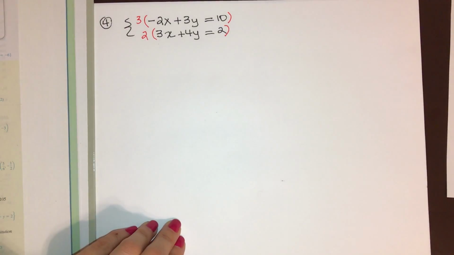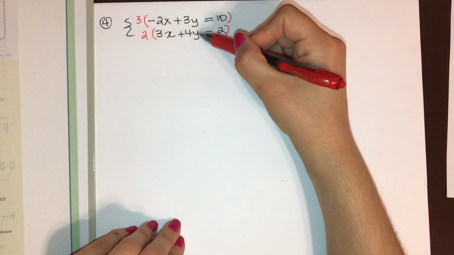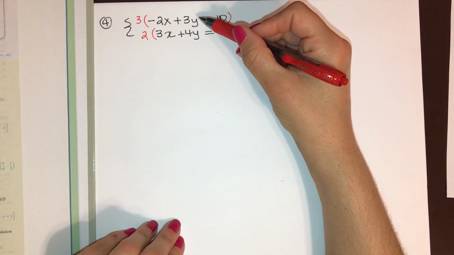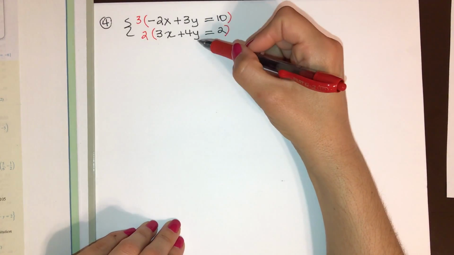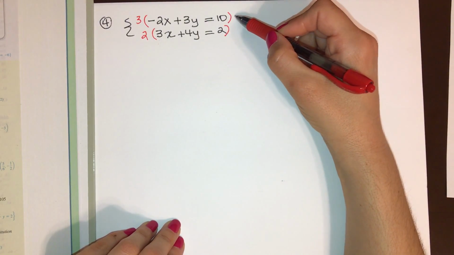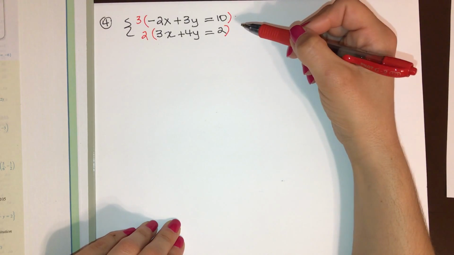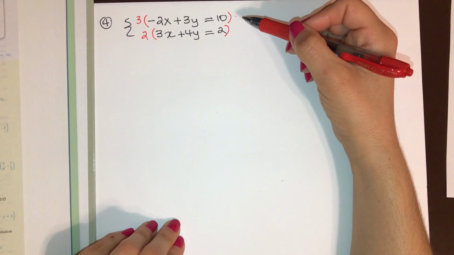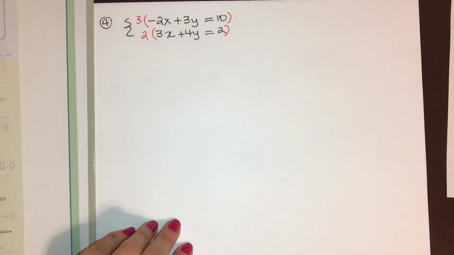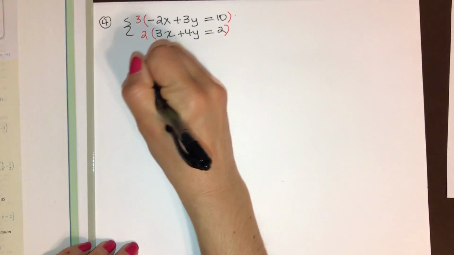So we'll eliminate x. You can eliminate y as well. If you want to eliminate y, you would have to multiply the top equation by 4 and the bottom equation by -3. So you can do it that way as well. So let's see what we get.